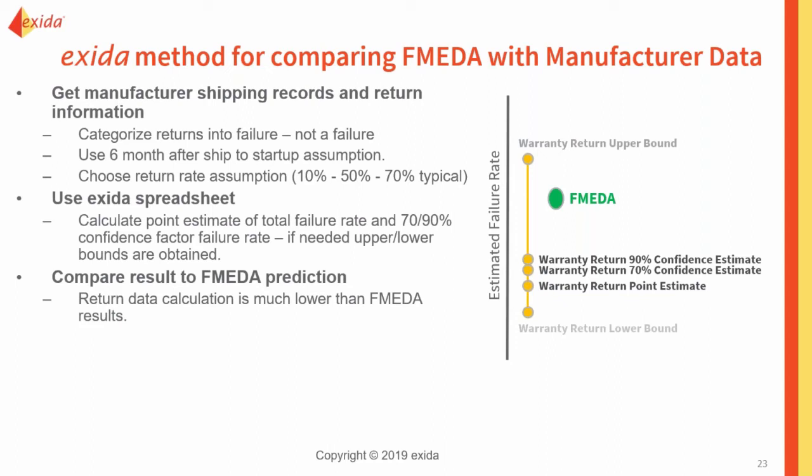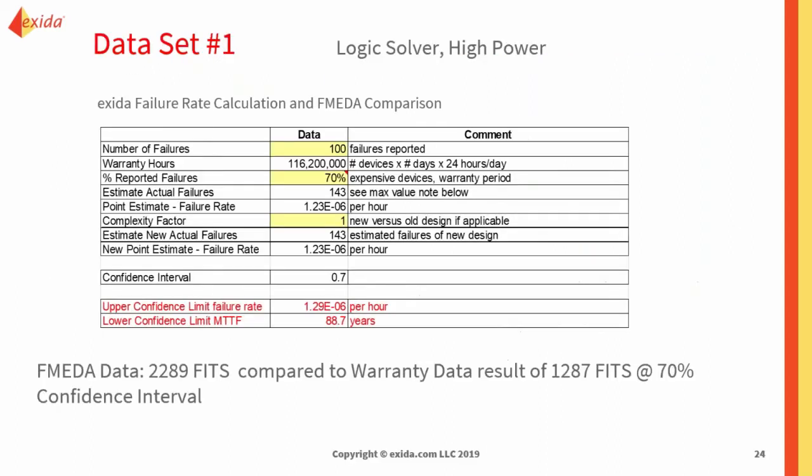Are a lot of them going to be told about or not very many at all? And then we use a calculation and make lower bounds and upper bounds at 70 and 90% confidence factor if needed. And then we compare those results to an FMEDA. Oftentimes, the results are going to be under the FMEDA, which, because of all the assumptions going in, is expected. So let's look at some real examples.